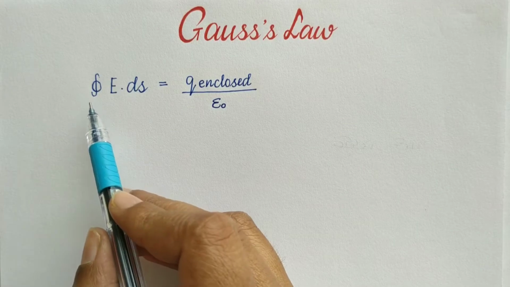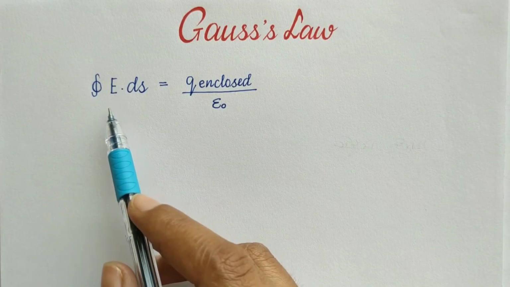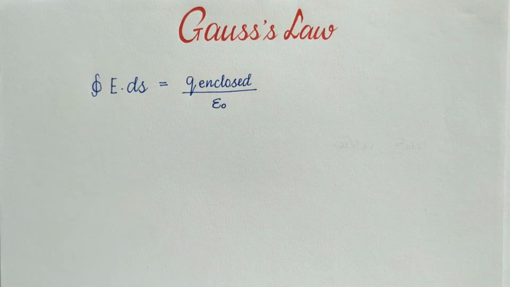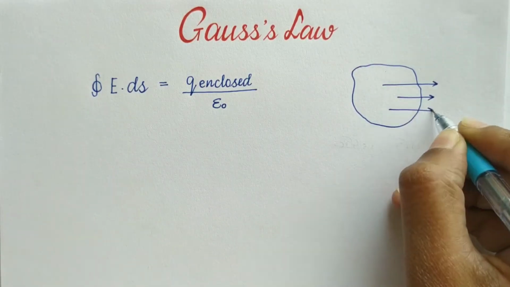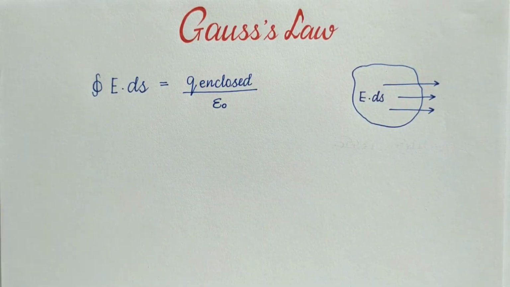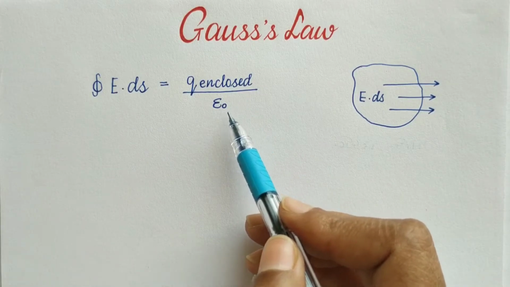this is closed line integral. Why is it closed? Because it deals with the closed surface. So we have taken closed line integral. Here E is the electric field that is passing through area ds. So E dot ds shows the flux and it is equal to Q enclosed divided by epsilon naught.